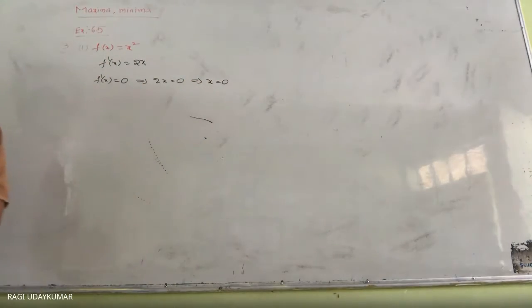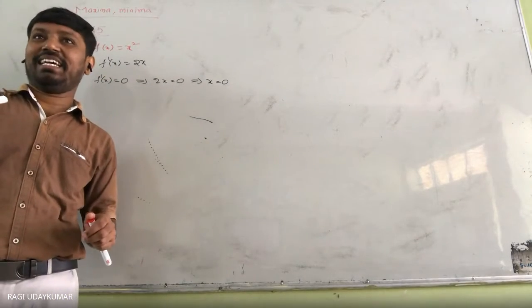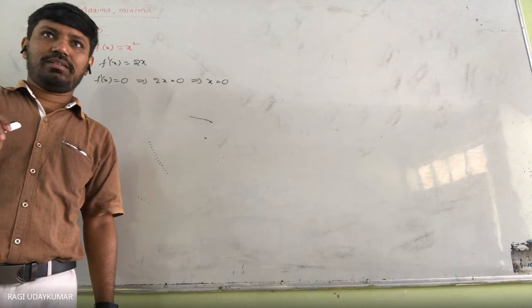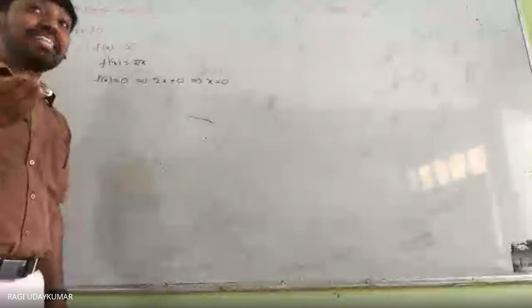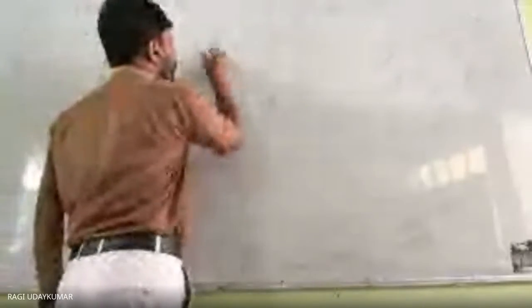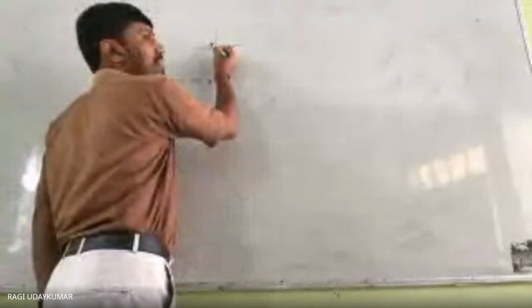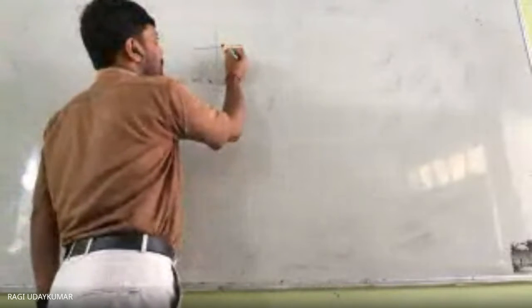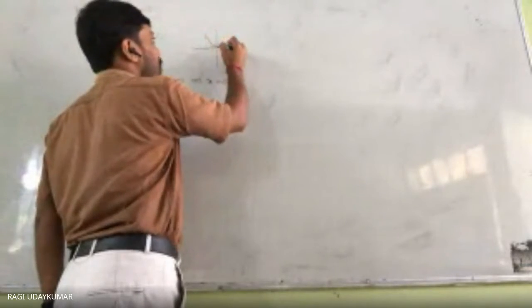At x equal to 0, the curve turns. It is called a critical point. Draw the x square graph. Just use common sense. Take -1, you get +1; take -2, you get +4; take +1, you get 1; take +2, you get 4. If you join the curve, you get it like this.